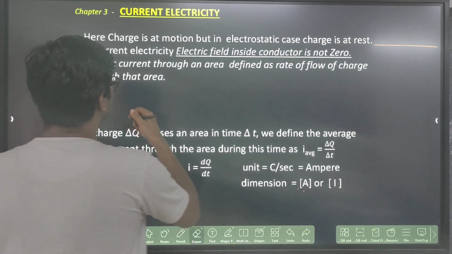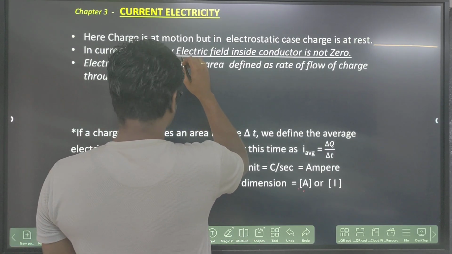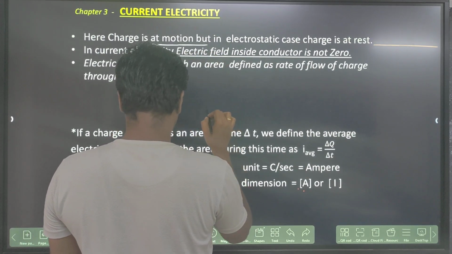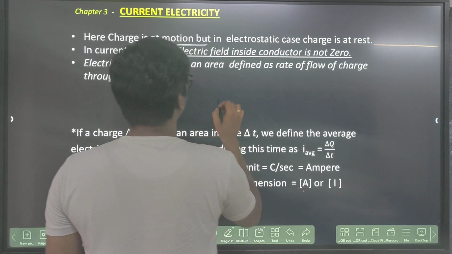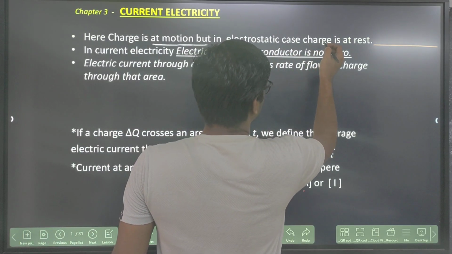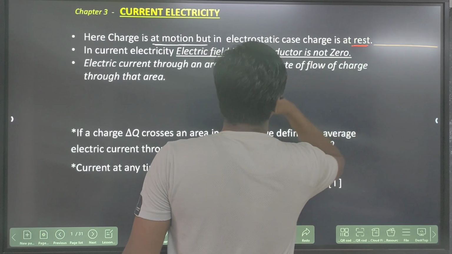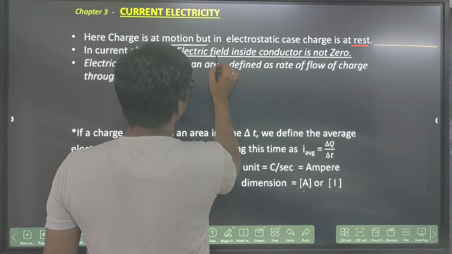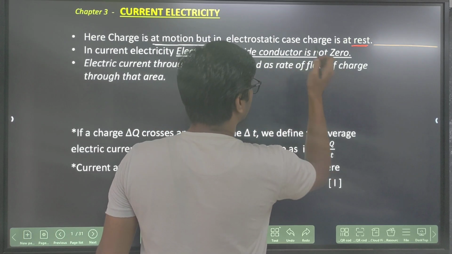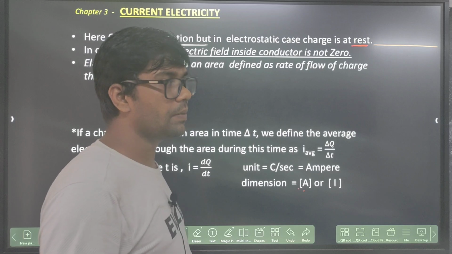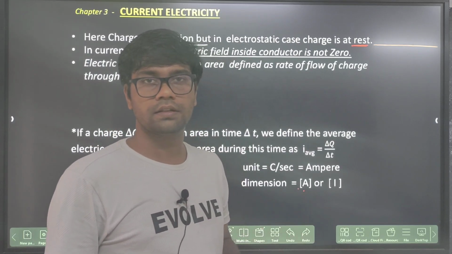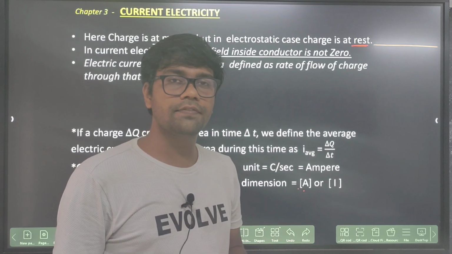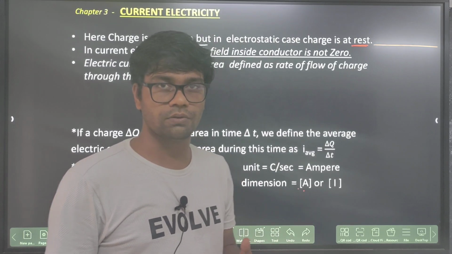So in current electricity, the charge is in motion. But in the electrostatic case, we have seen that the charge is at rest. Second thing is that in current electricity, the electric field inside the conductor is not zero. Remember, in the electrostatic case, we have seen that the electric field inside the conductor is zero.